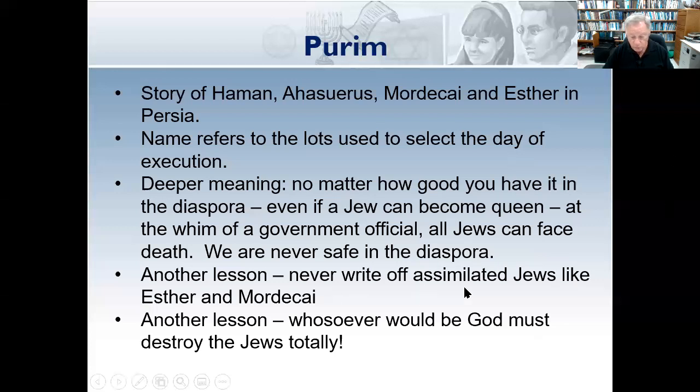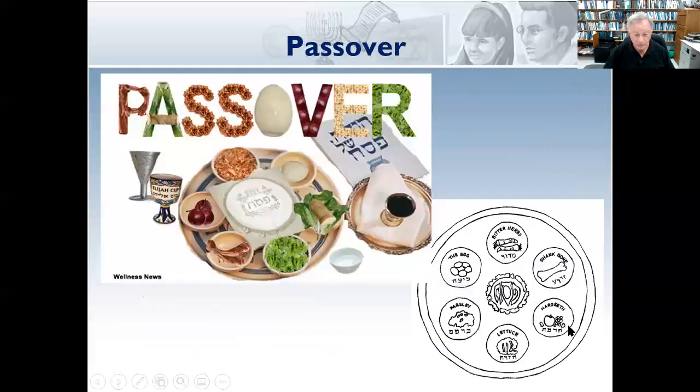And the other lesson, which we'll talk about, is Esther and Mordechai, the heroes of the story, were absolutely assimilated Jews. In fact, their names are very goyish. Their names are after a Babylonian god and goddess. And another lesson is whoever would be God must destroy the Jews totally. So any ruler, when they want to get absolute power in history, they go after the Jews.